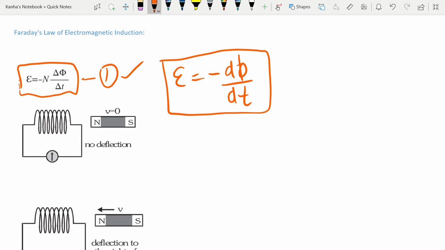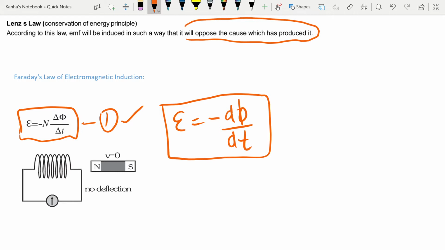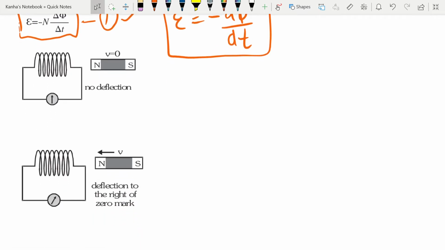Now you should have a question: why is there a negative sign involved here? This is where Lenz's law comes in. Lenz's law says that the EMF which will be induced by electromagnetic induction will oppose the cause which produced it. So it will always oppose the cause which produced it. Let me give you some basic examples to see how this happens.